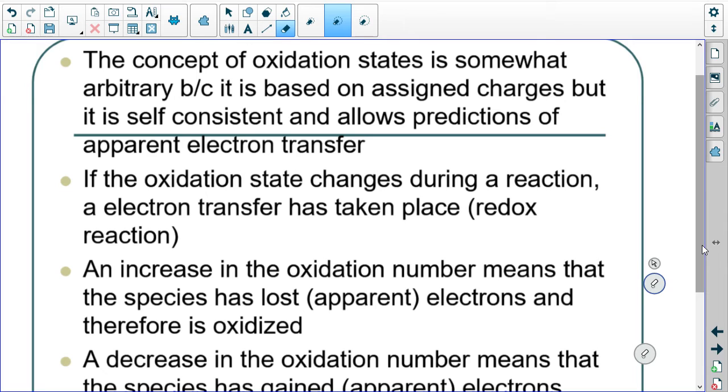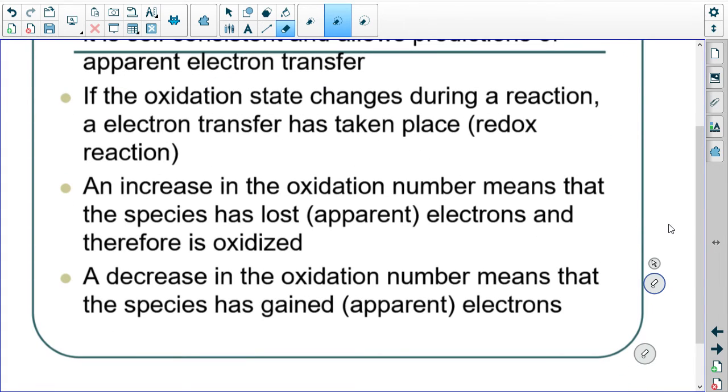I'm going to copy this down. An increase, i.e. going from a negative to a positive, or from a +1 to a +3, means that the species, the atom, has lost electrons and is therefore oxidized. A decrease from +7 to +2 means a species has gained electrons and is reduced.